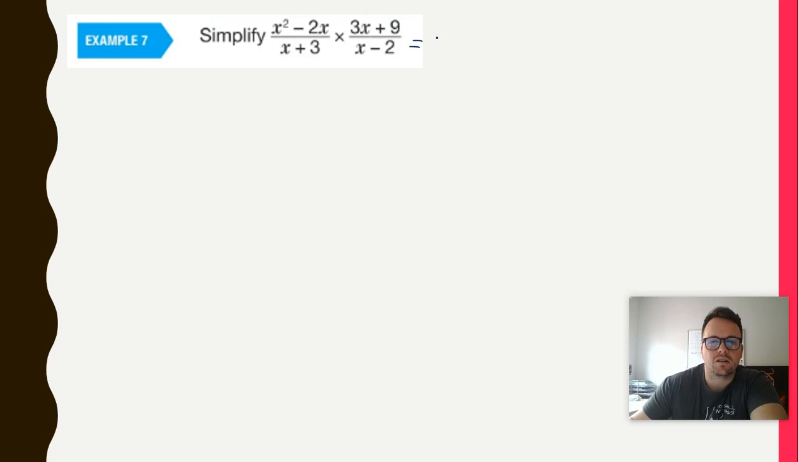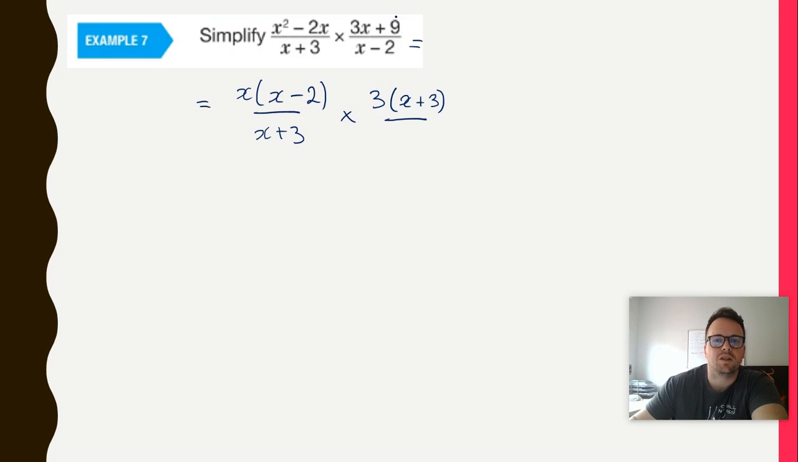The top here can be factorized as, well, x is the common factor, so we take x outside the bracket. Inside the bracket, we are left with x minus 2 over x plus 3, times, in the second fraction, 3 is a common factor. So 3 goes outside the bracket, times x plus 3, because 3 times 3 gives me that 9, over x minus 2.